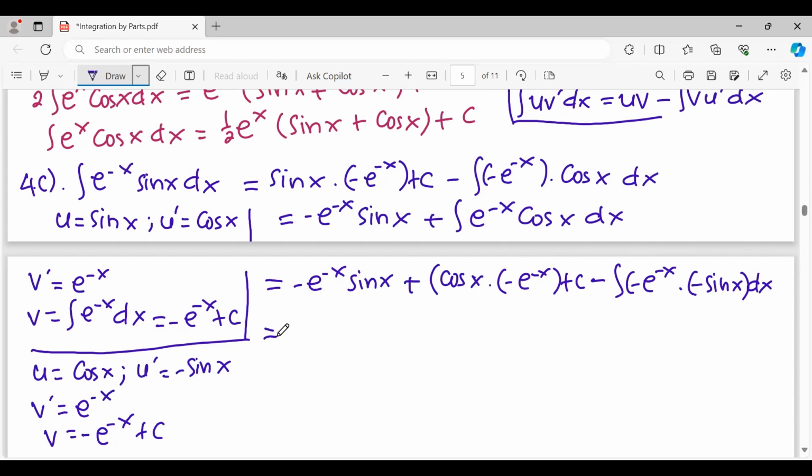So equals minus e power minus x sine x. And this is minus e power minus x cosine x plus c, minus integral of e power minus x sine x dx.